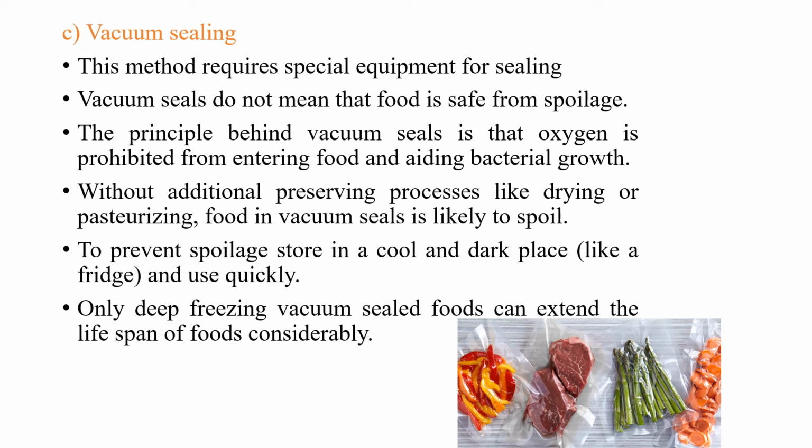Also, without additional preserving processes like drying or pasteurizing, the food in vacuum seals is likely to spoil by the microorganisms. If we are not adding any other additional processes like drying or pasteurizing, the chance of contamination is very high in these vacuum sealed food items. So we have to store them in the fridge, and also we have to use them as early as possible. And only deep freezing vacuum sealed food can have more shelf life.